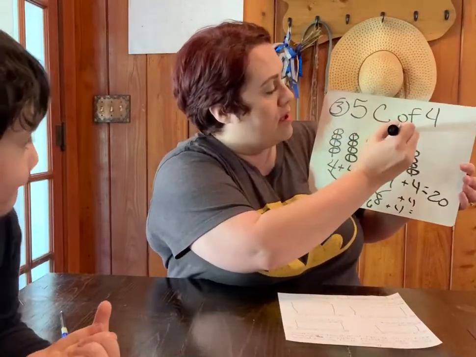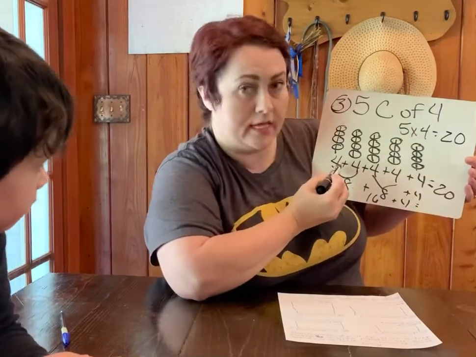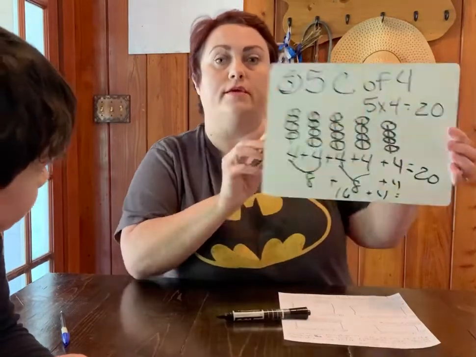And our multiplication sentence would be what? 5 times 4 also equals 20, because we did 4 five times. 5 times 4 is 20.